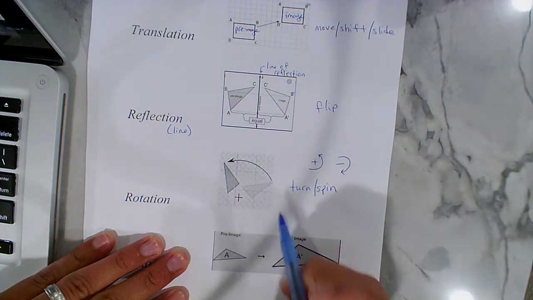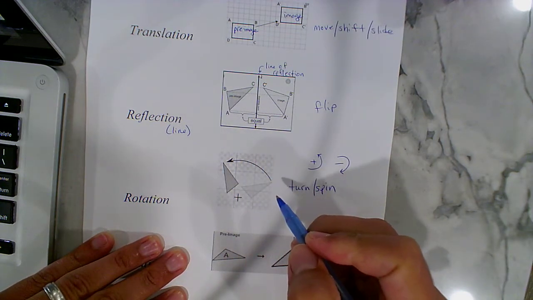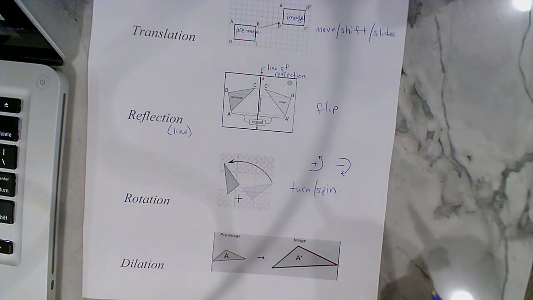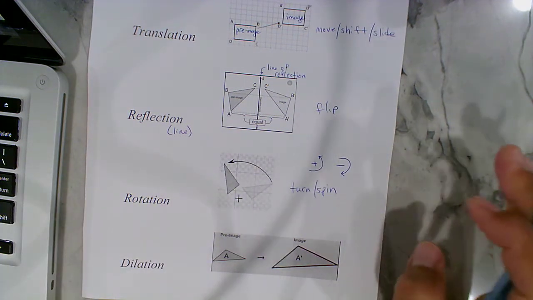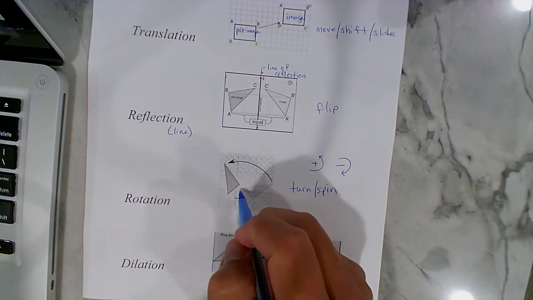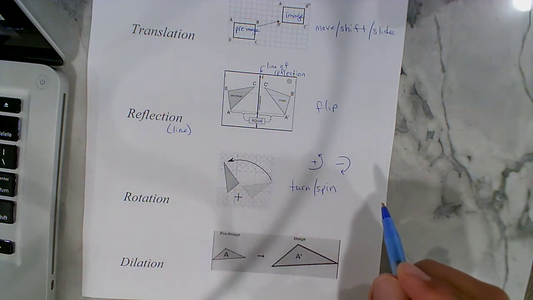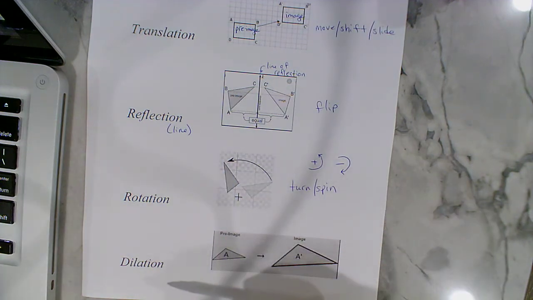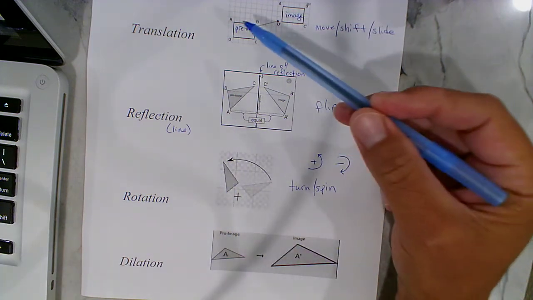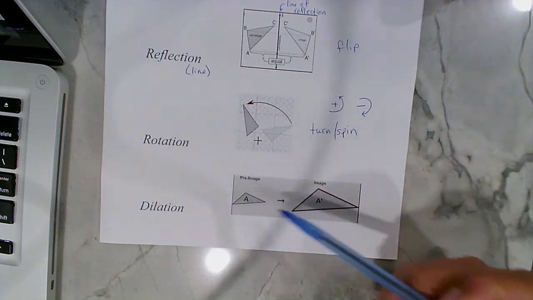Now, how do you measure that? A certain number of degrees. So you measure your rotation by the number of degrees of the turn. So this is a positive spin. Here's your pre-image, and then here's your image. And then your dilate, and again, these look like they're the same size. Same size, same size. Ooh, not the same size.